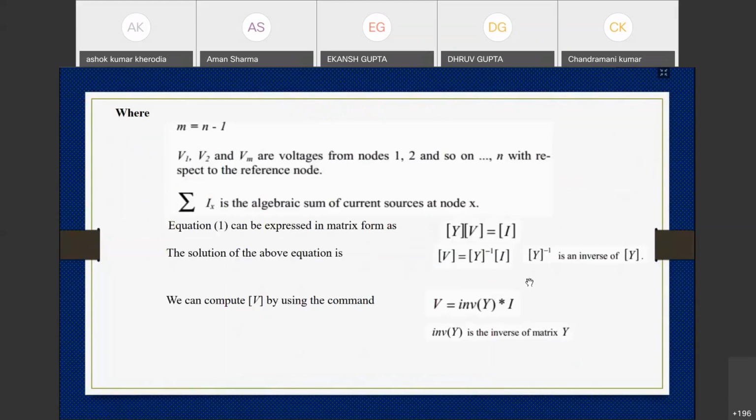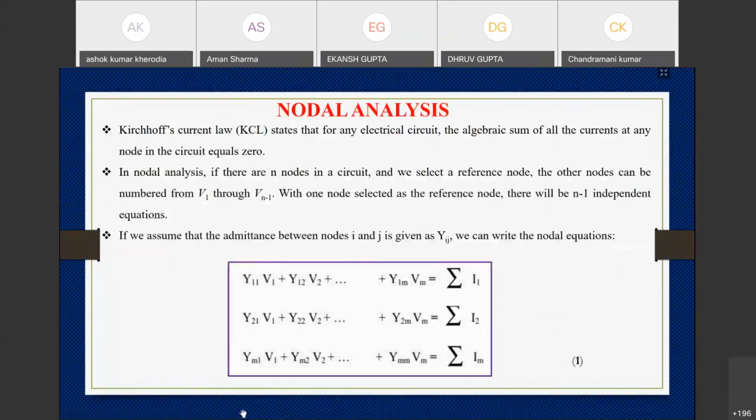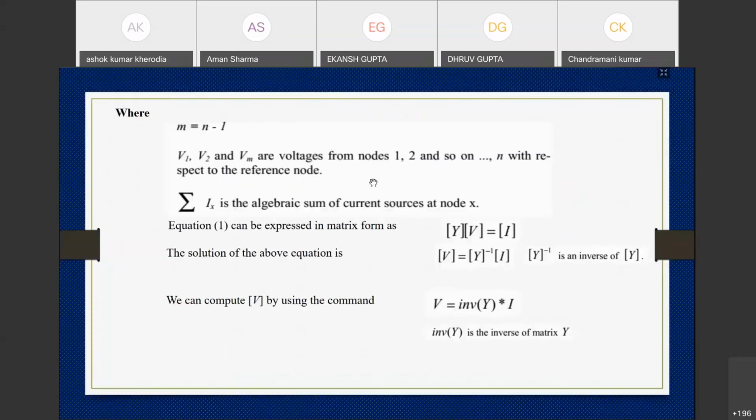So what it is saying here, m is your n minus 1, means how many times this m. V1, V2 and Vm are voltages from nodes 1 and 2 and so on.